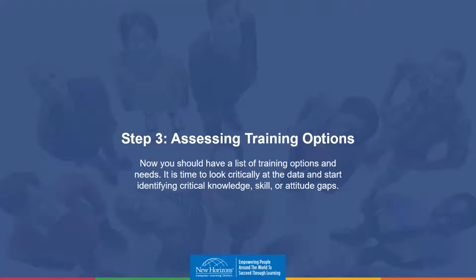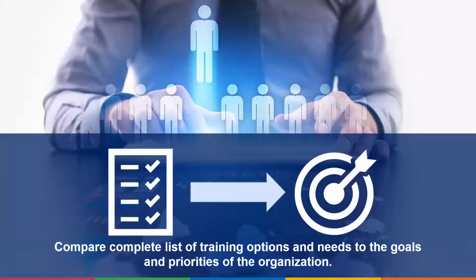So now we've gathered data. We've done a questionnaire, we've done some interviews, we've done some focus group interviews, and now we want to assess what options truly and effectively answer the information that we found. It's time to look at how those knowledge, skills, or attitude gaps can be solved. So first, and this might be obvious, compare the list of training options and needs to the goals and priorities.